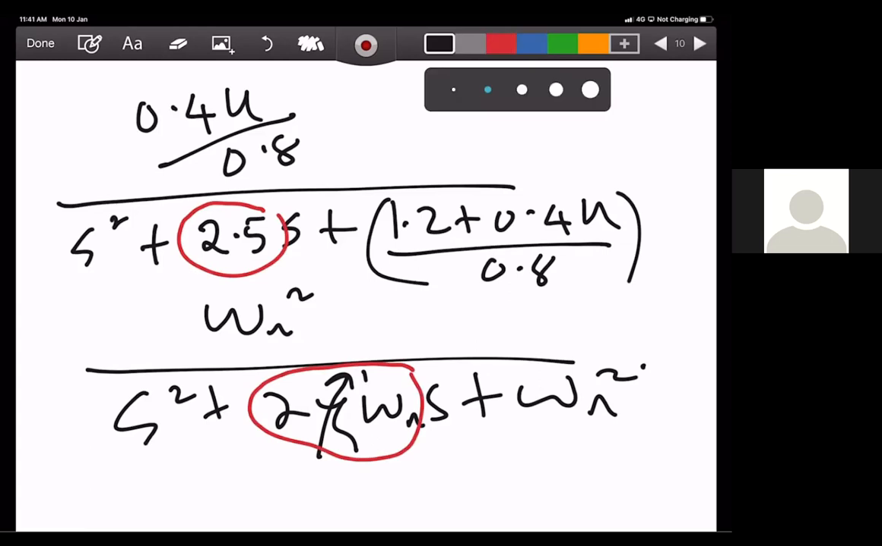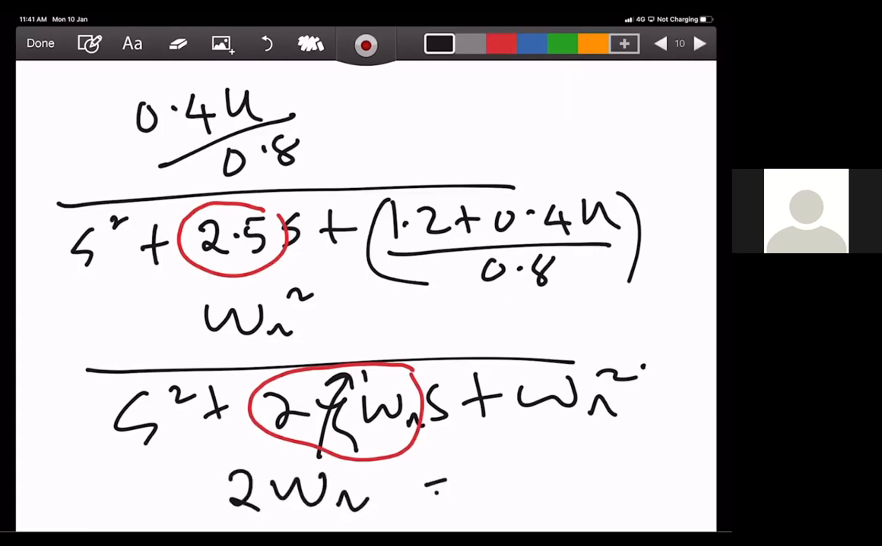Compare. 2.5 equals to 2 omega n. Jadi omega n berapa? Omega n sama dengan 2.5 divided by 2. 1.25. Betul? Yeah, 1.25.